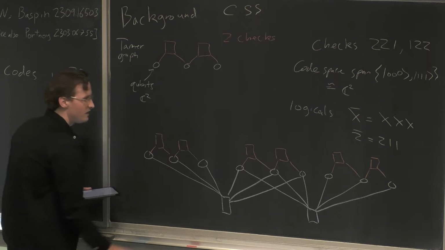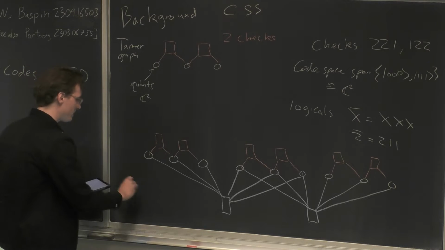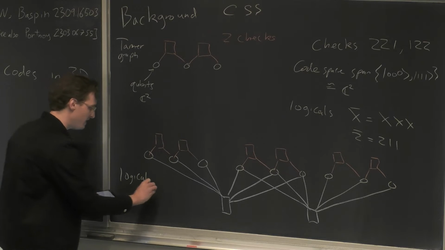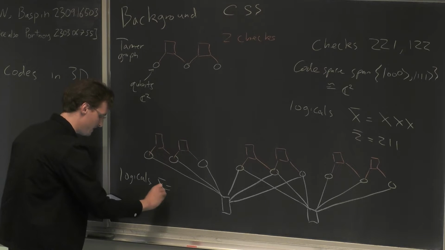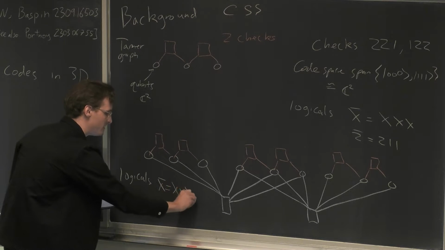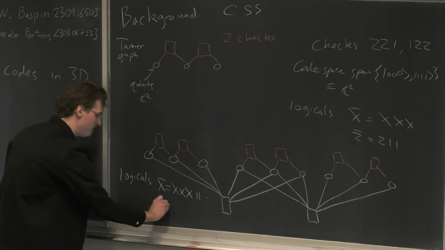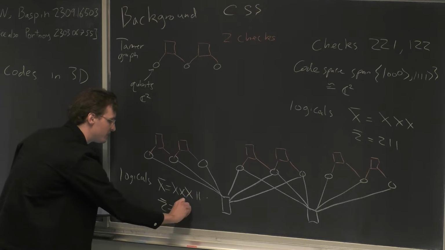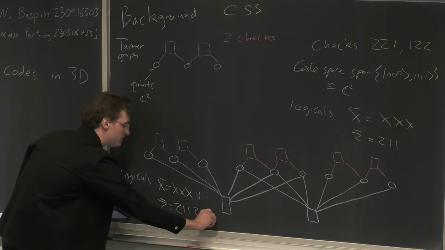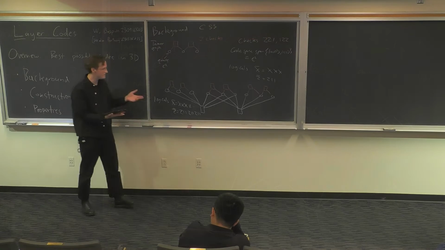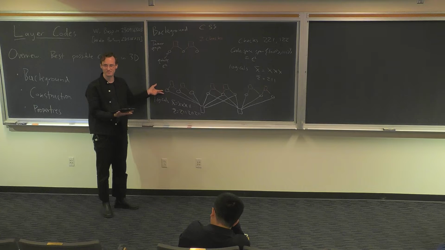Cool. And with this code, the checks are given by this, and the logicals, which might be important, so I'll write them down. Logicals, of course, X bar is given by, and I'll write the minimum distance 1, and then I everywhere else. And Z is given by, okay. Cool, so is this familiar to everyone? We're all good with this? This will be my main example, Shor's 9-qubit code.